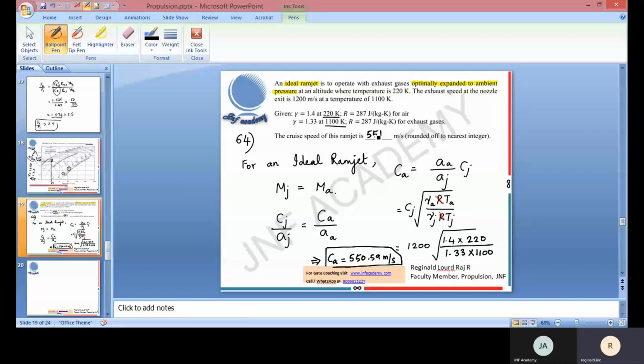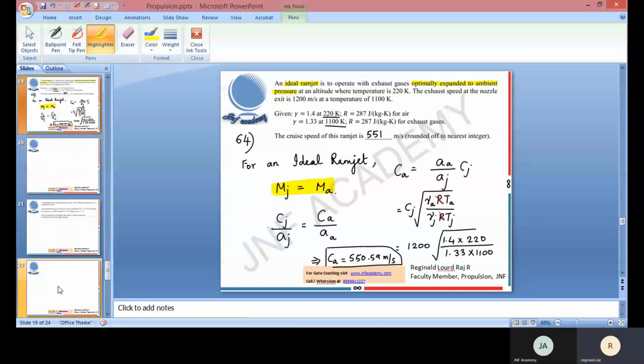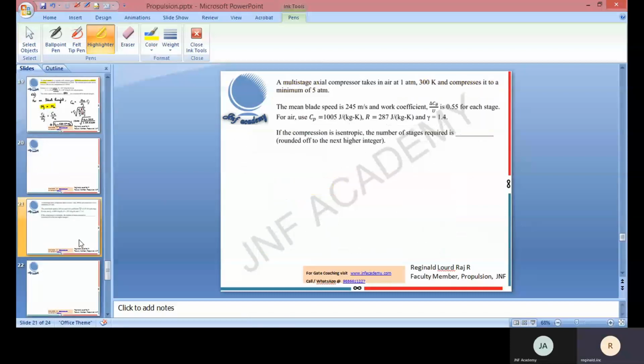So very simple problem. By the way, this equation that I wrote here, Mj is equal to Ma, is from the ideal cycle analysis of a ramjet. If you perform an ideal cycle analysis, one of the standard results that you will get is Mj is equal to Ma. So I just continued from there to get the answer very quickly. Okay, a simple expected question. This was a very expected question from ramjet. They have asked questions from ramjet in the past also. So this was very much expected and easy.